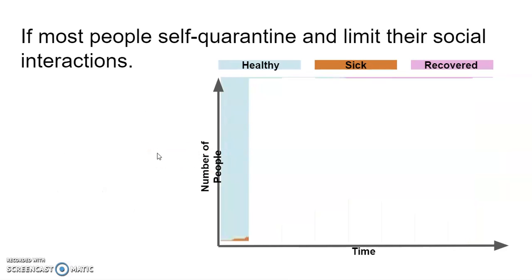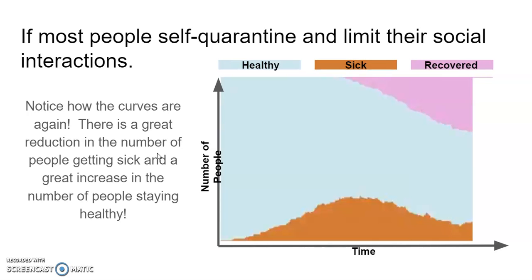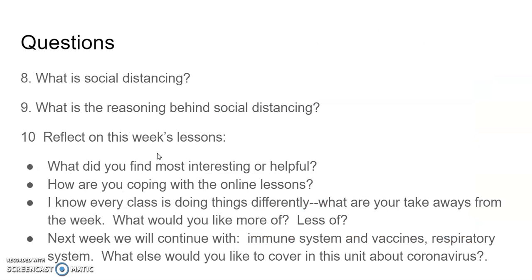The best case scenario is what we're aiming for now. So people self-quarantine and limit their social interactions. So now we really flatten that curve out so we can actually prevent some people from getting sick, all right? And then the people that do get sick can get the best quality of care. So that's what we're aiming for.